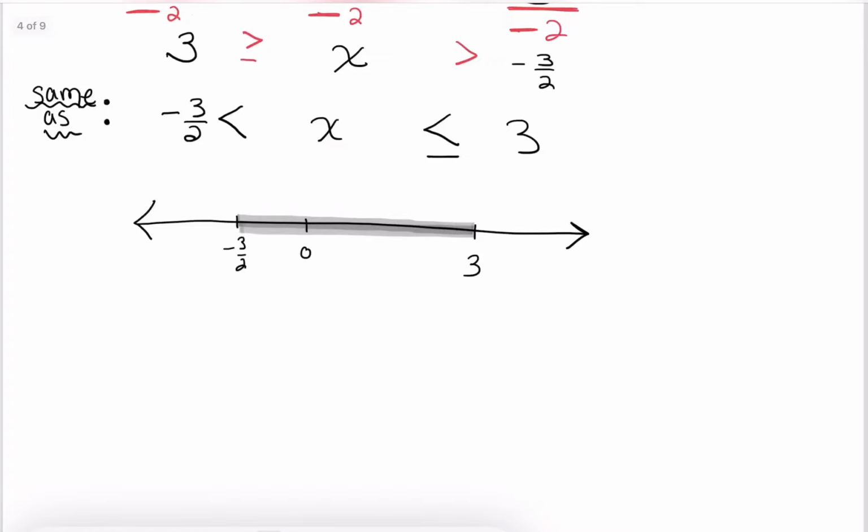Again, just being careful to show the open parenthesis or open circle at the negative 3/2 and the inclusion, meaning the square bracket or the filled in circle on the end with the 3. And in interval notation, parenthesis, negative 3, comma, 3 with a bracket.